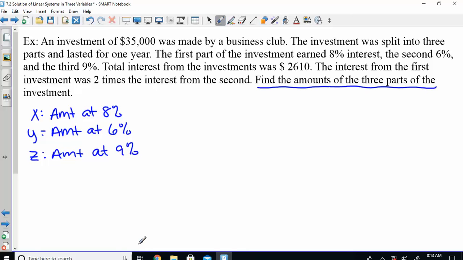Your quiz Thursday will probably be a word problem. I probably won't do a 3 variable word problem on your quiz. I'll probably just do one with 2. But these interest problems would be good ones to put on there.